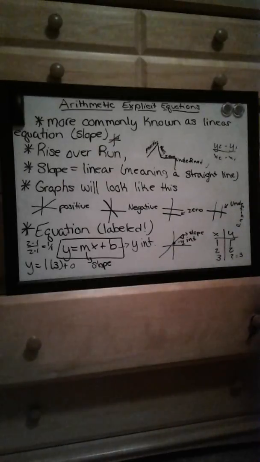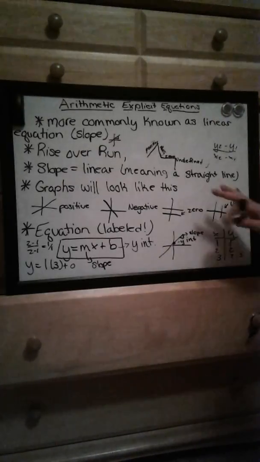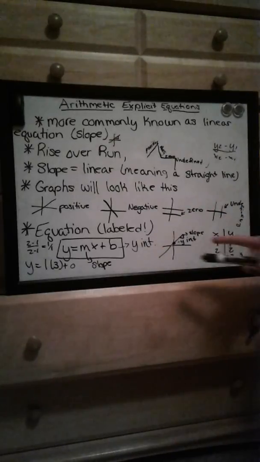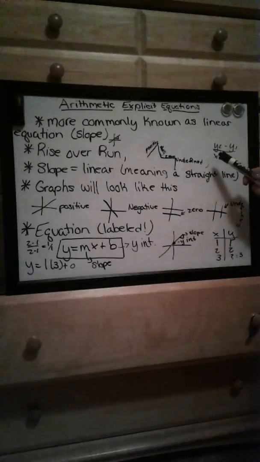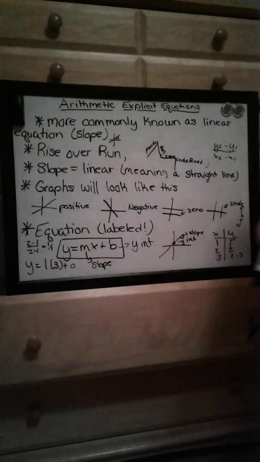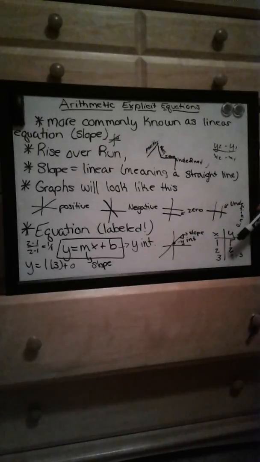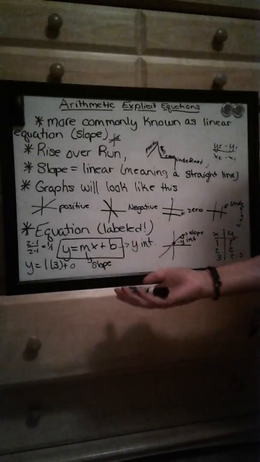So what we can do is we can find the slope one of two ways. Say I don't have a graph, I just have this. So now I can find it using my method y2 minus y1 over x2 minus x1, which I have written right here. 2 minus 1 over 2 minus 1. 2 minus 1 equals 1 over 1. So we know that our slope is 1.